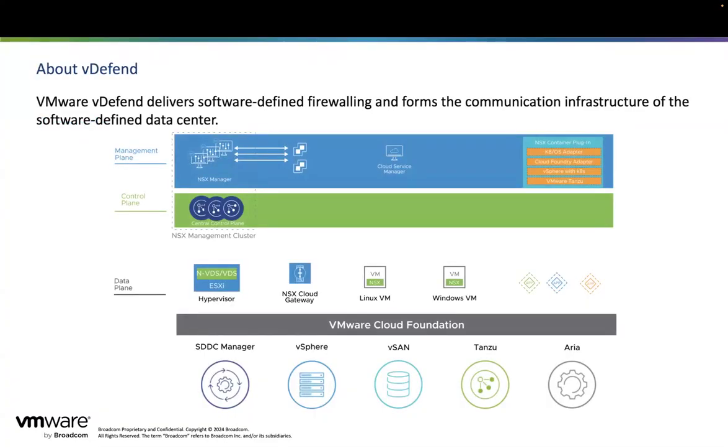A little bit about vDefend to start with. VMware vDefend delivers a software-defined firewall and is part of the components that make up the communication infrastructure for the software-defined data center. More specifically, vDefend is the component that protects and/or controls the way traffic flows through a software-defined data center. vDefend is made up of a management plane, a control plane, and a data plane, and we'll get into more details of those.